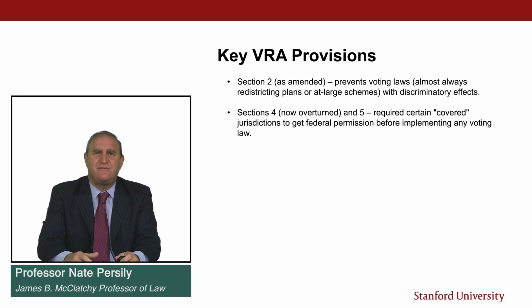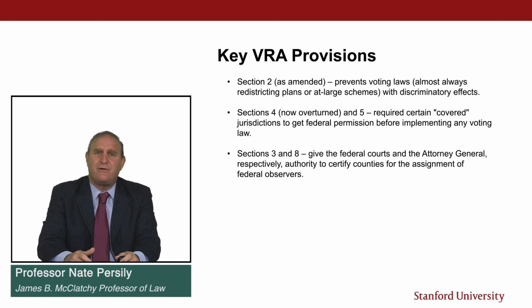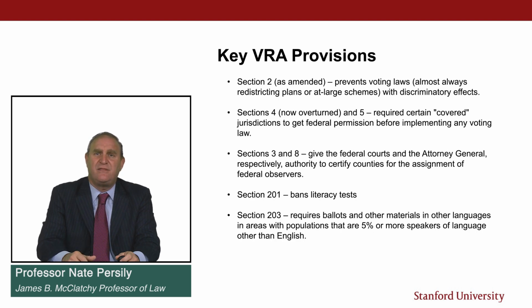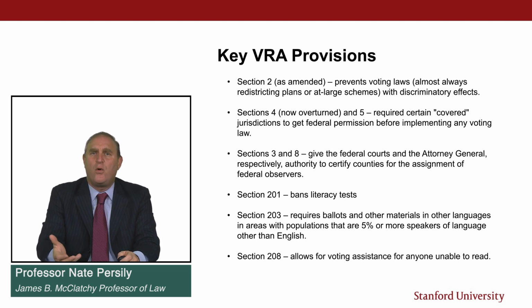There are other provisions, though, of the Voting Rights Act that remain operational today. Sections 3 and 8 give the federal courts and the Attorney General authority to certify counties for assignment of federal observers for elections. Section 201 bans literacy tests and some other tests and devices. Section 203, passed later, specifically deals with language minorities and requires ballots and other materials in other languages in areas with populations that are 5% or more speakers of languages other than English. And Section 208 allows for voting assistance for anyone who's unable to read. But we'll focus today on Sections 4 and 5.